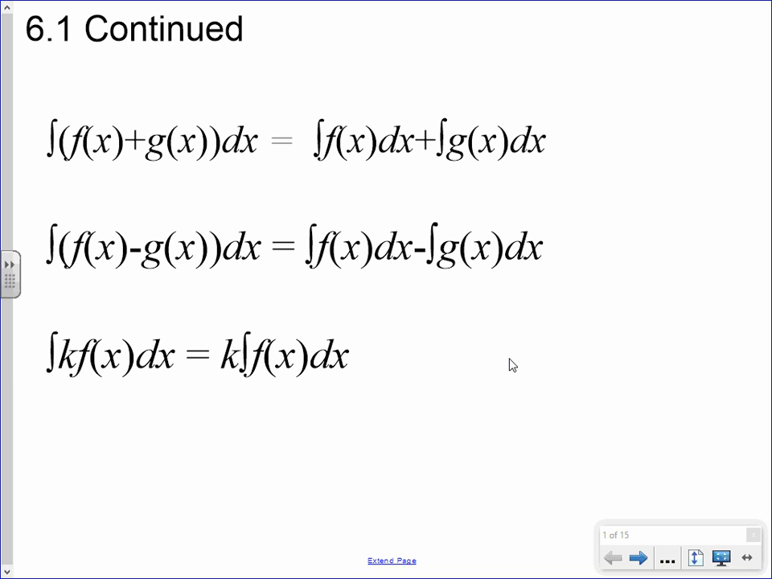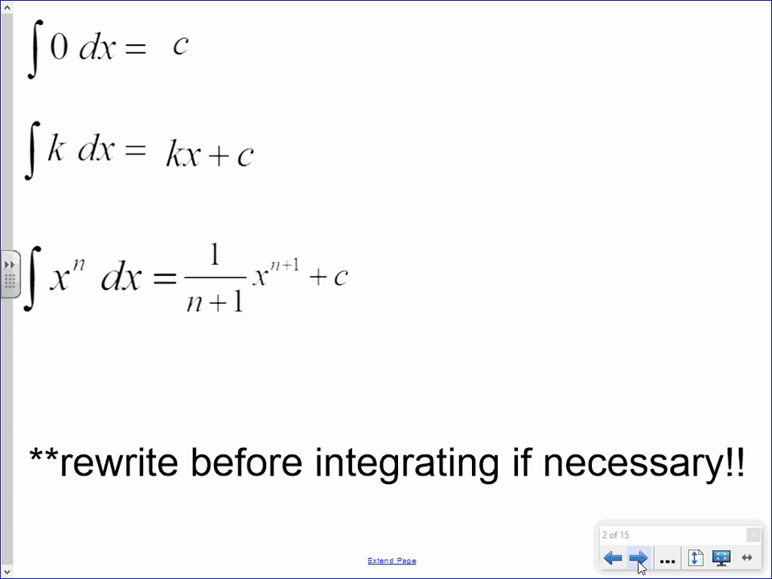On Friday, we talked about these next three concepts. Don't write them down because you already have. We talked about how the antiderivative of 0 is c. We talked about how the antiderivative of k is kx plus c. And then we talked about the power rule.